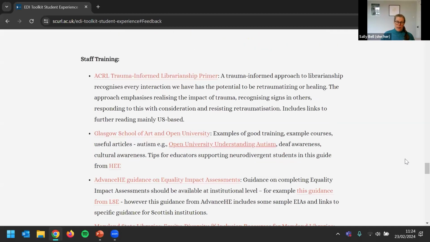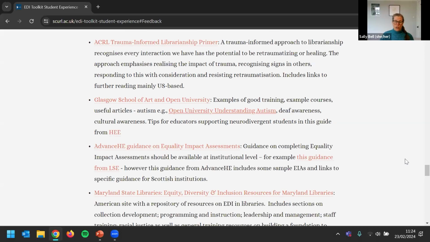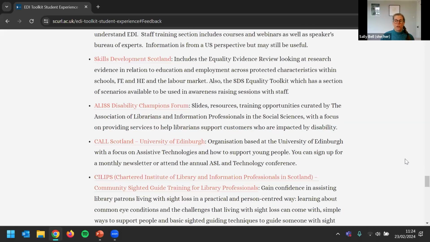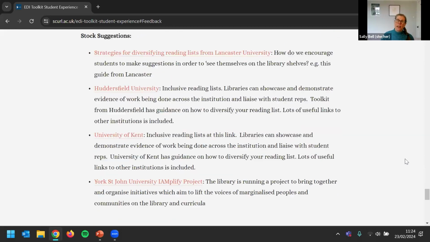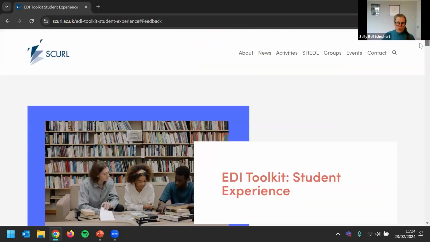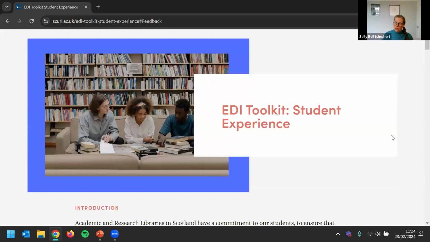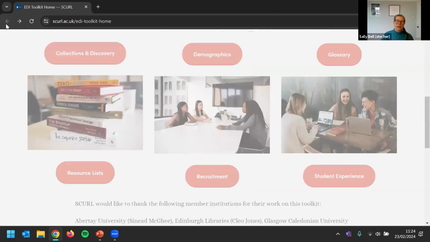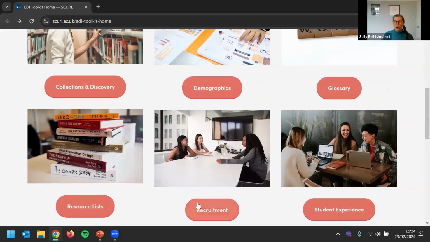So yes, as I've said, student experience brings in a whole host of things, and it is a very, very, very large section. You'll also find when you're looking through student experience, and indeed some other elements of the toolkit, there is a bit of overlap. You know, student experience and reading lists have quite a big bit of overlap, but actually they also have a big overlap on your collections, and the glossary is really valuable. And the student experience is impacted by your recruitment.